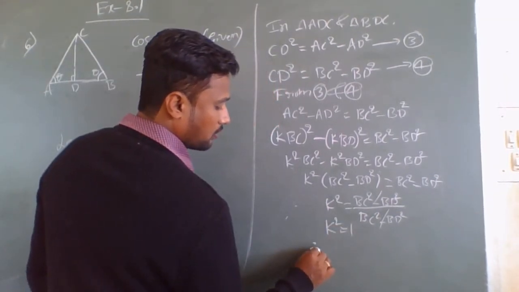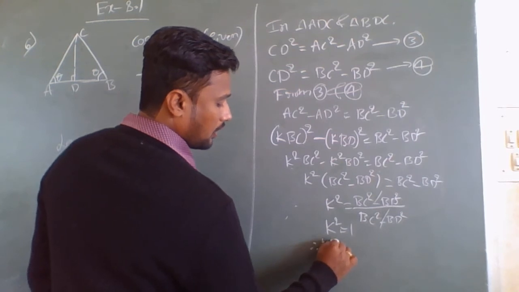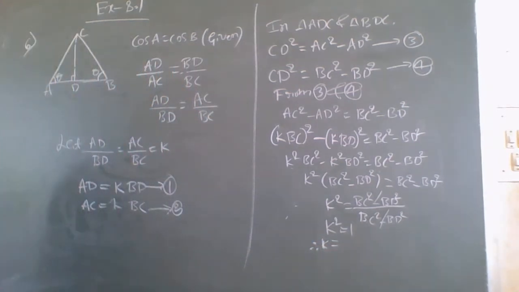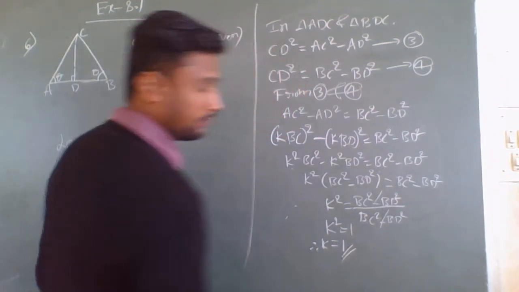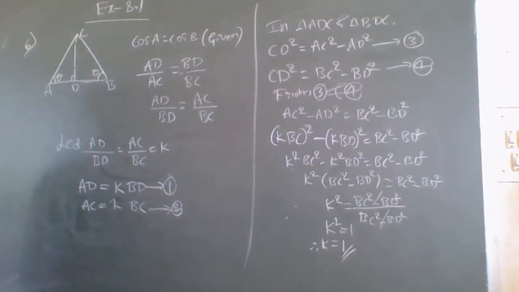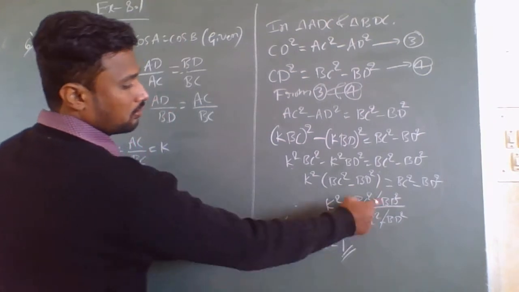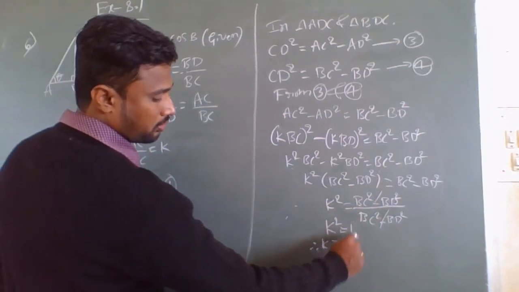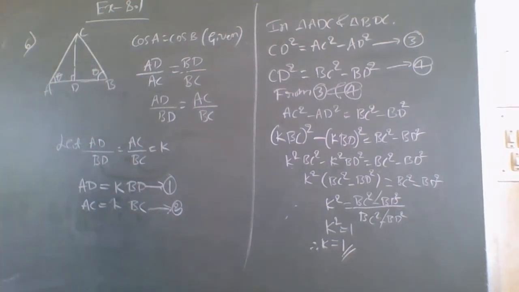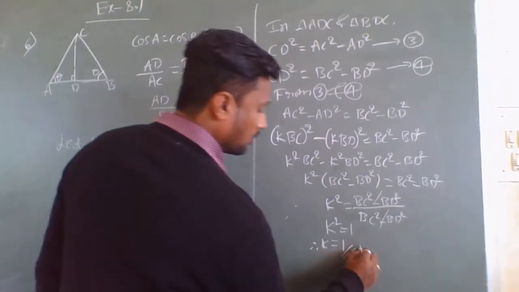If K square is equal to 1, what is the K value? Square root of 1. Therefore K value is 1. So K square is equal to 1. Therefore K is equal to square root of 1, and square root of 1 value is 1. Therefore K is 1, and we'll consider this value in equation 2.